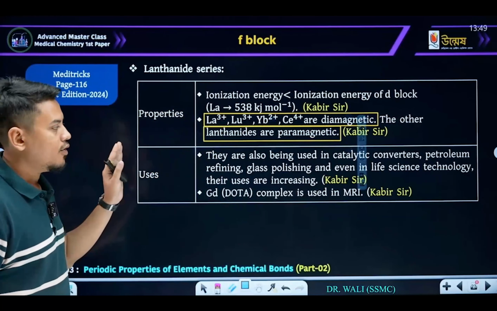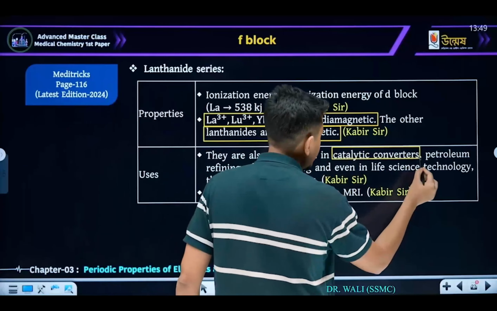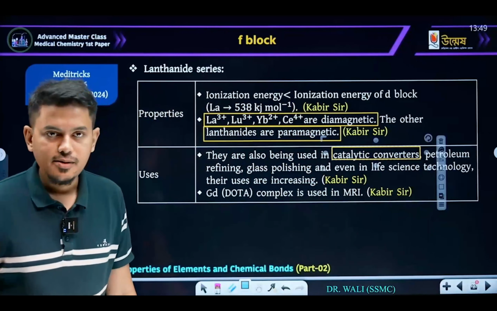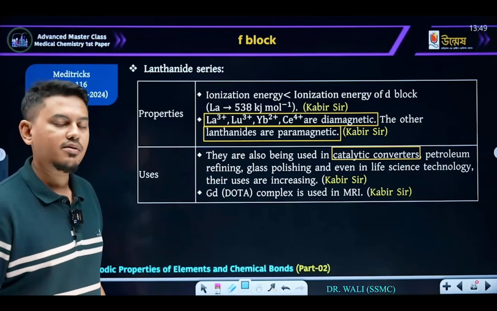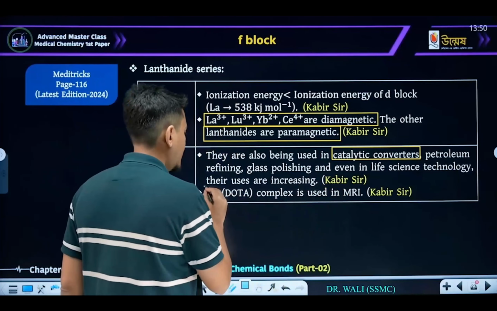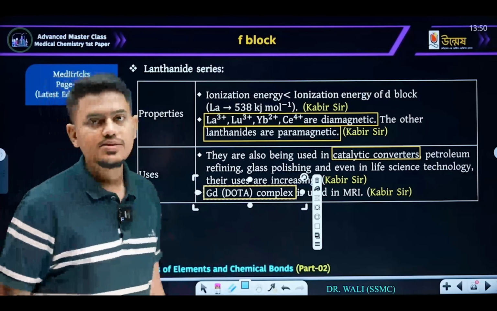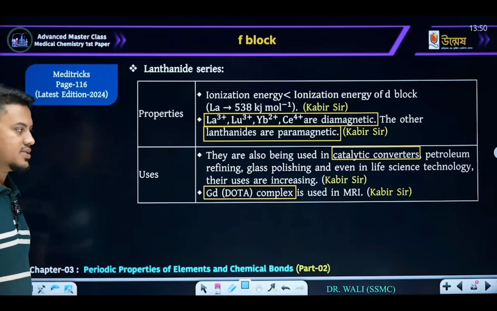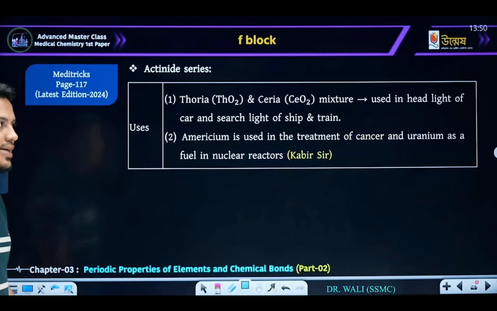And regarding use, they are also used in catalytic converters. In catalytic converters, as we know, there are platinum or vanadium pentoxide, but moreover there can be thorium oxide as well. They are also used in petroleum refining and science technology. One important piece of information regarding gadolinium is that its contrast is used in MRI technology. So this is the important information regarding the lanthanide series.